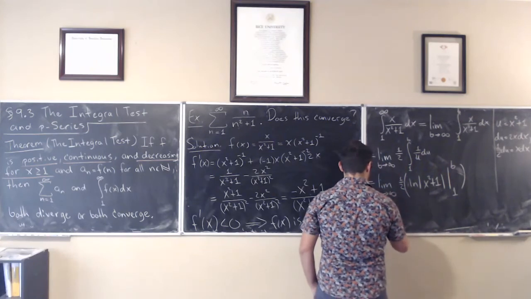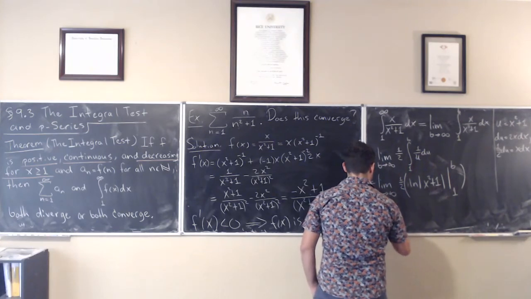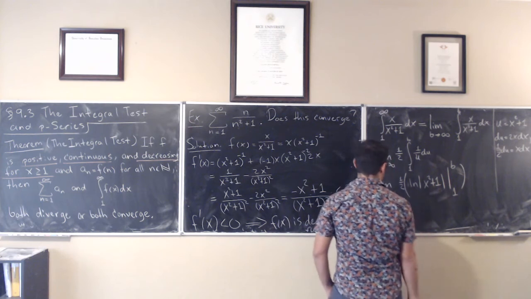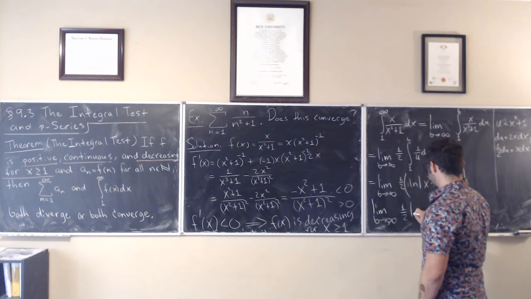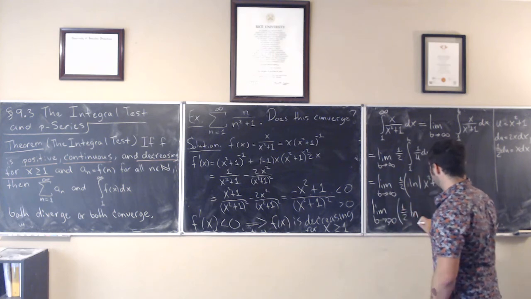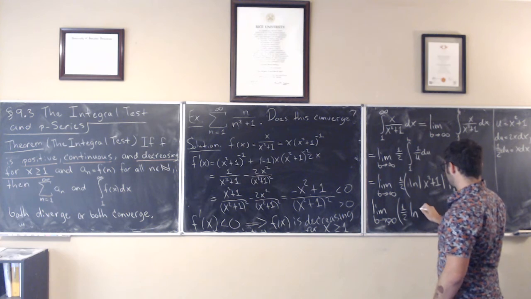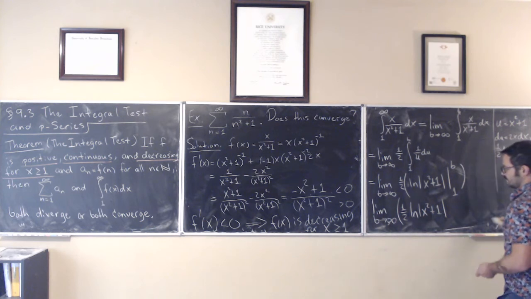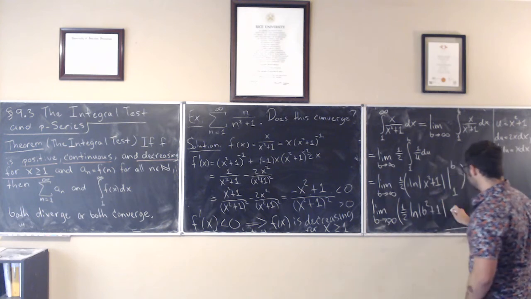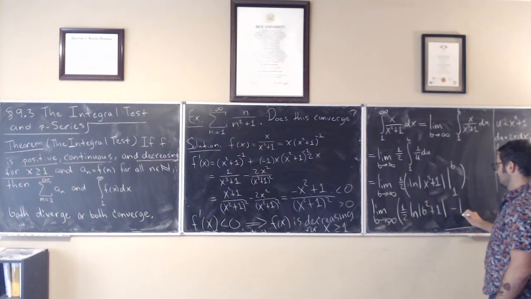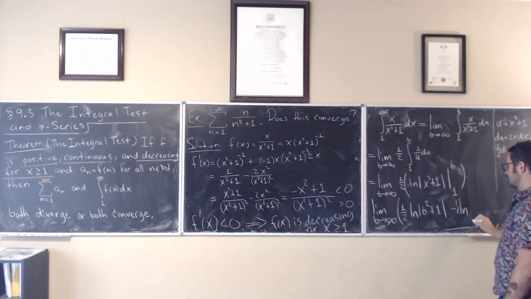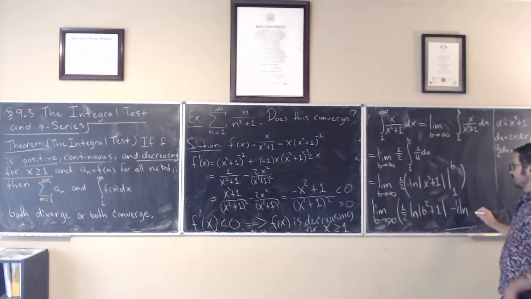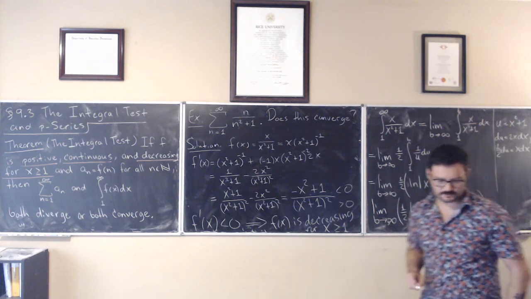So we get the limit as b goes to infinity of 1/2 of the natural log of the absolute value of b squared plus 1, minus 1/2 of the natural log of 2, because 1 squared is 1, so 2. Okay.